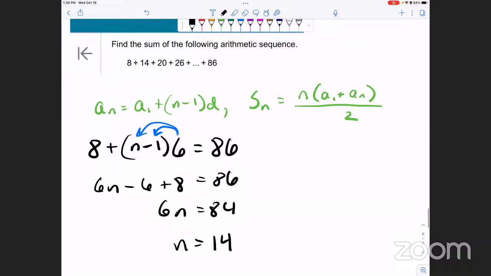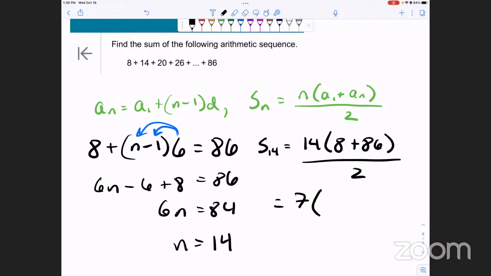All right, so we solve for n. We got the first term, last term. So now we can solve. So the sum of the first 14 terms is going to be 14 times 8 plus 86, all divided by 2. So that's the same as 7 times 94.